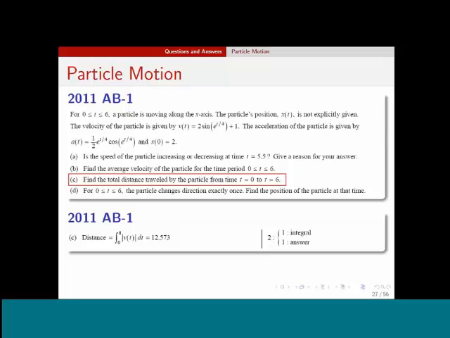Here's one more from 2011, AB1. We have the velocity and the acceleration of this particle. And in part C, we want the total distance traveled by this particle from t equals 0 to t equals 6. Well, we would expect the student to give us an expression, integral 0 to 6, absolute value, V of t dt, plug that into their calculator and get an answer of 12.573. 1 point for the integral, 1 point for the answer.